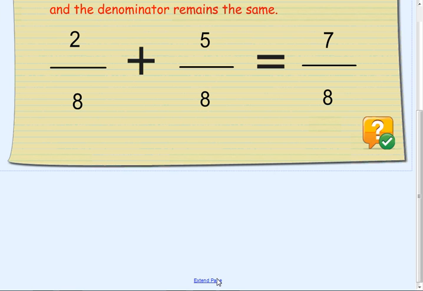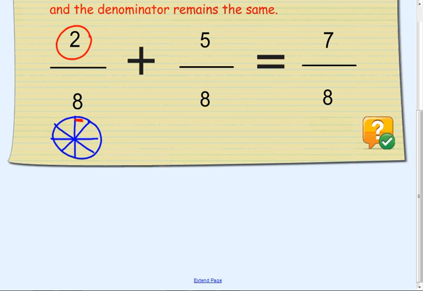Okay, so this is telling me that I have a pie that's divided into 8 parts. I think if you understand this, you have a better chance of not adding the denominators, because you can't add the denominators. So this says I want 2 out of the 8. That's what this one says. So there's 1, there's 2.